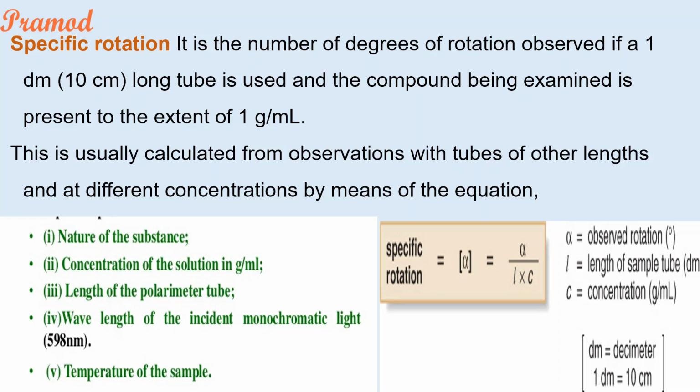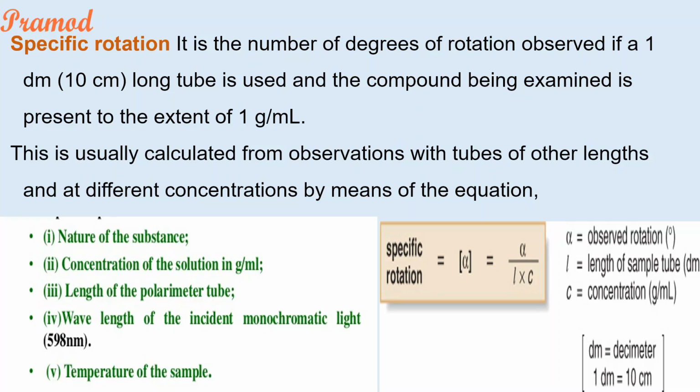So it is the degree of rotation observed when a sample tube of 10 centimeters or 1 decimeter long is used, and the compound being examined is at a concentration of 1 gram per ml. The observed rotation in such a condition is known as specific rotation. So what is specific rotation? It is the number of degrees of rotation observed if a 1 decimeter, that is 10 centimeter long tube, is used and the compound being examined is present at a concentration of 1 gram per ml.